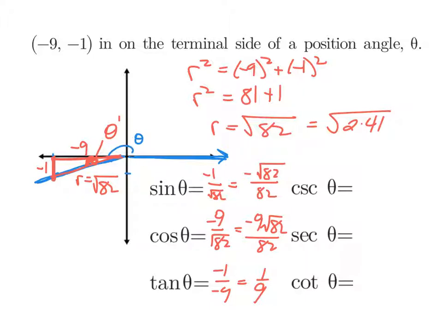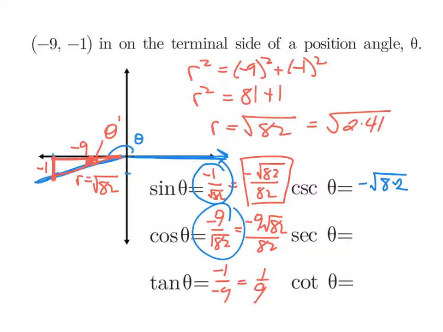Now we just take the reciprocals to find cosecant. And I'm not actually going to take the reciprocal of this fraction. I'm going to instead take the reciprocal of this one, because when I do, I'll get negative square root of 82, and there's no radicals in the denominator or anything like that. So same thing with cosine. I'm going to look back to my unsimplified version, take the reciprocal of that, and get negative square root of 82 over 9. And for tangent, I will look at the simplified version and just take the reciprocal, and that gives me cotangent of 9.